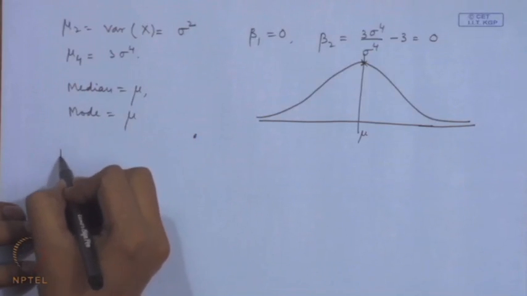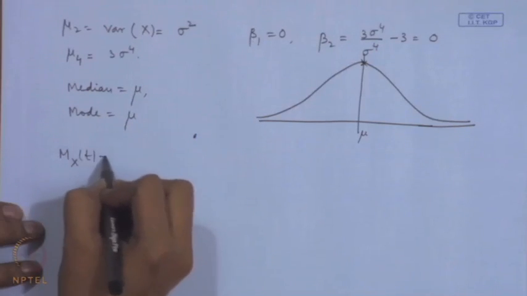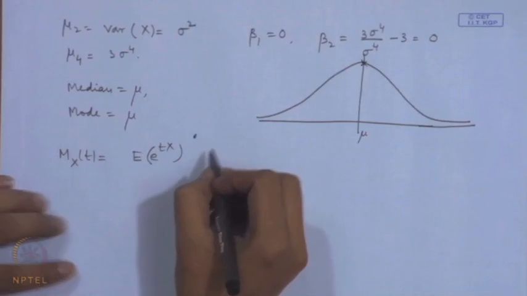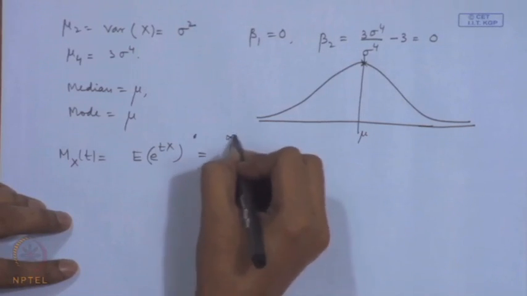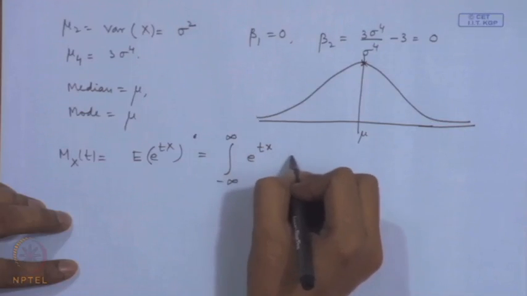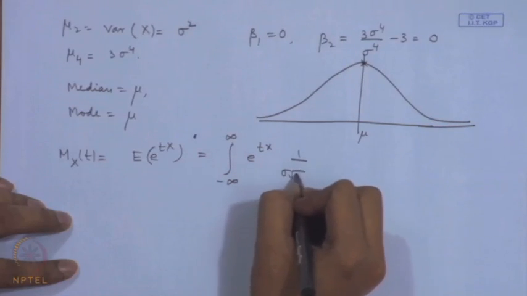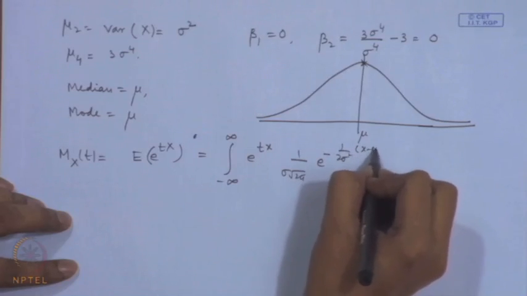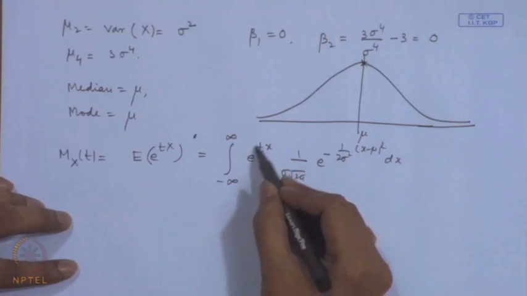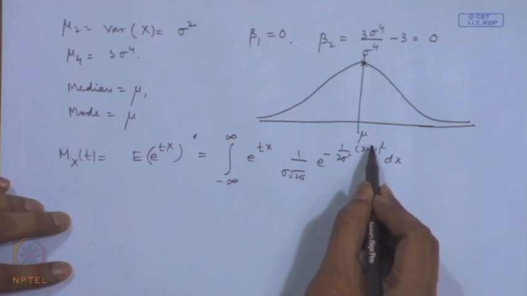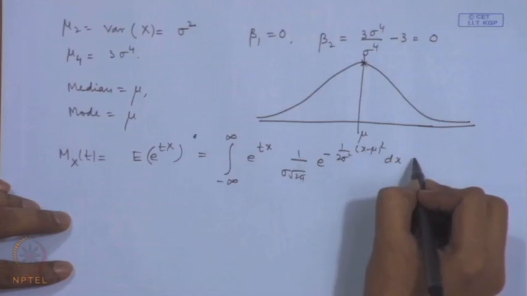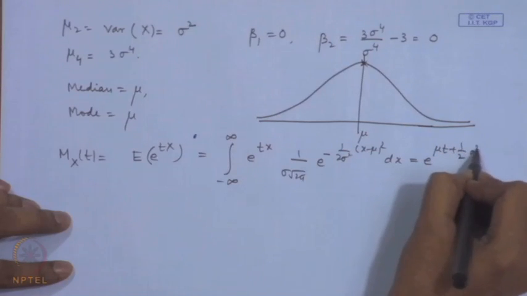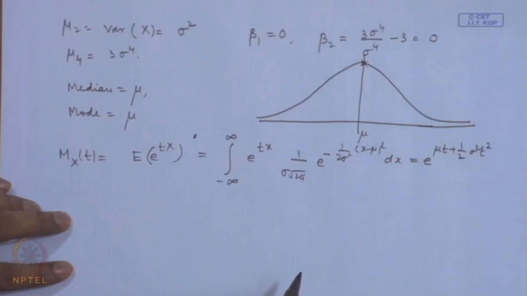Let us look at the moment generating function of this distribution. That is equal to the integral from minus infinity to infinity of e to the power t x, times 1 by sigma root 2 pi, e to the power minus 1 by 2 sigma square (x minus mu) square dx. Now, this t x term I can adjust with this, and after adjustment this can be simplified, and it turns out to be e to the power mu t plus half sigma square t square.